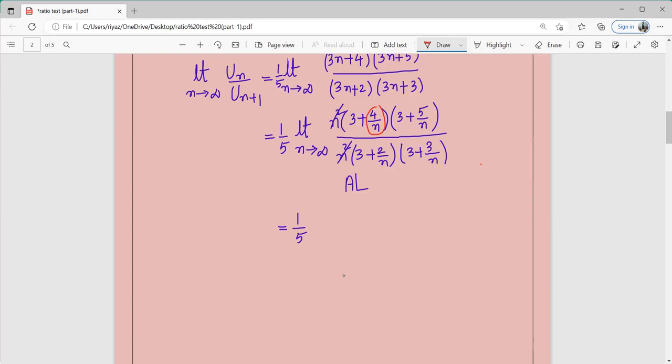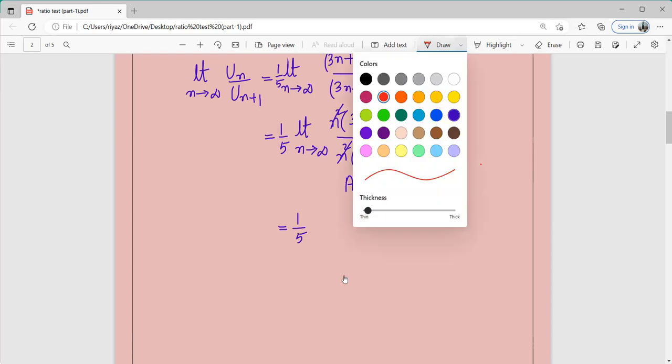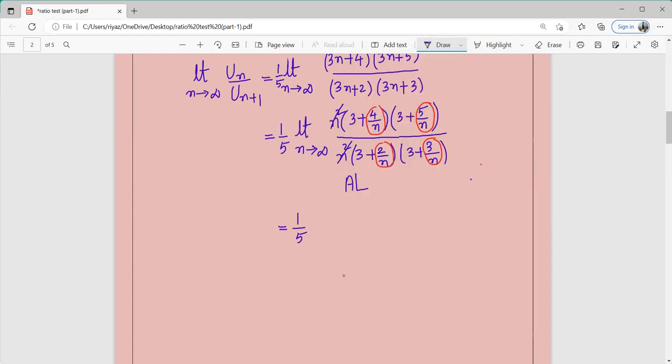This is 0. This is 0. Yes sir. These are the values which become 0. Then what is left? Finally, what is left of? 3. Left of is 3, 3 into 3.